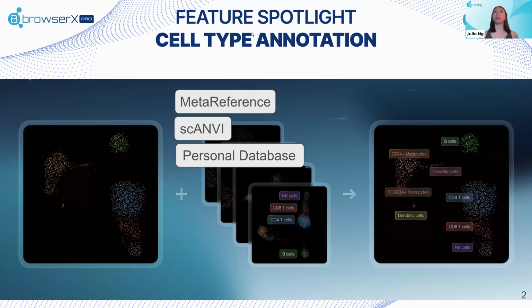One of the features that I want to spotlight here for BBrowserX Pro is our cell type prediction feature. We have a lot of different tools built into the app to help you annotate your cell types. But for the demo today, I will be mostly going over the MetaReference. I'll go into depth on that, how to interpret the results, and then how to also visualize them on BioVinci as well.